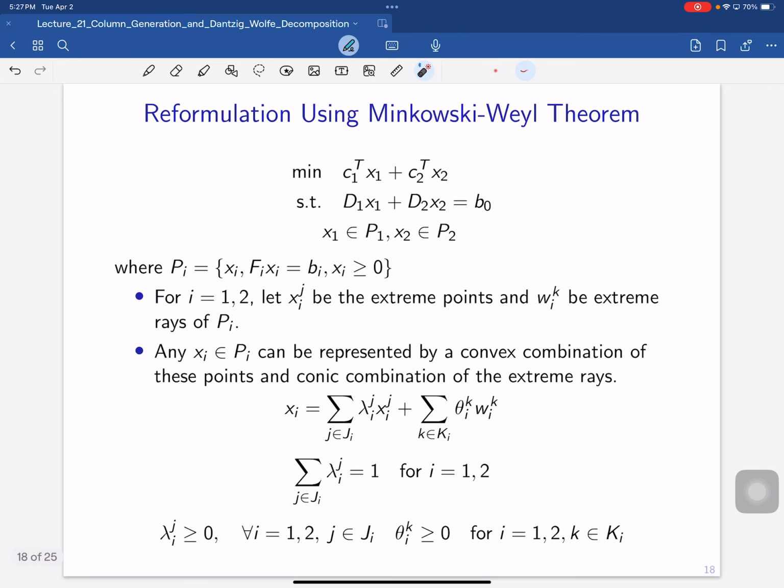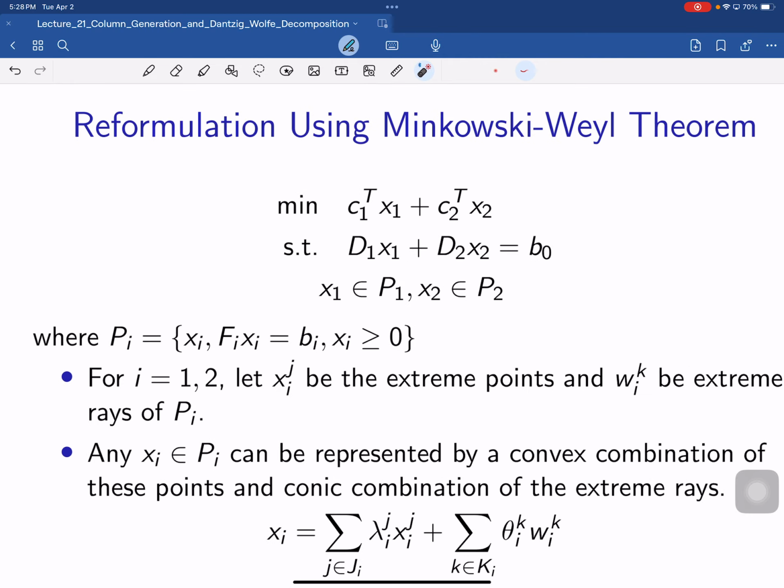Okay, so like in Benders decomposition, we first show a Benders reformulation before we introduce the Benders algorithm. Here, we will first introduce the so-called Dantzig-Wolfe reformulation using the Minkowski-Weyl theorem. That's why I said Minkowski-Weyl is one of the most important theorems you should remember in linear programming.